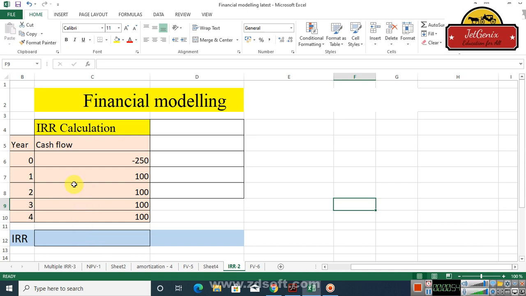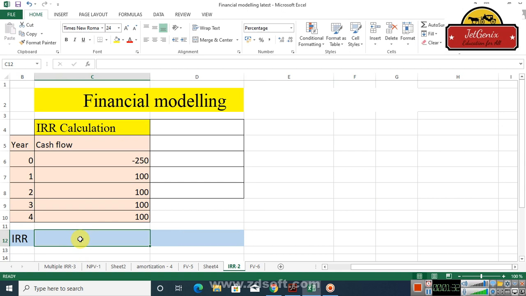Let me tell you something about the data we have here. In this column we have years, that is 0, 1, 2, 3 and 4, and in this column we have the cash flows. The first cash flow is minus 250 rupees, which we have invested in some business, and that business gives us a cash flow of 100 in the first year, 100 in the second year, 100 in the third year and 100 in the fourth year. We are going to calculate the internal rate of return, or the IRR, of this cash flow stream.